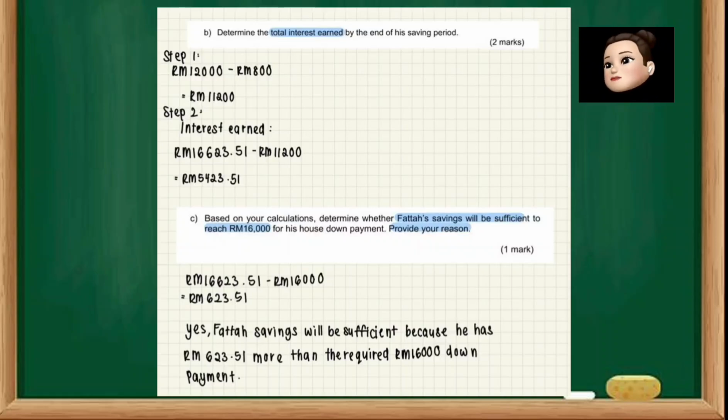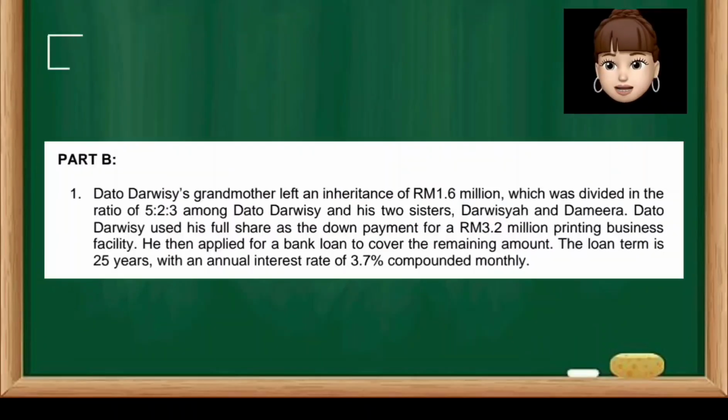For the last question, based on your calculation, determine whether Fatah's savings will be sufficient to reach 16,000 for his down payment. Provide your reason. So his accumulated amount is 16,623 ringgit 51 cents, and the house down payment is 16,000 ringgit. And if we subtract them, we get the balance 623 ringgit 51 cents. So yes, Fatah's saving will be sufficient because he has 623 ringgit 51 cents more than the required 16,000 down payment.